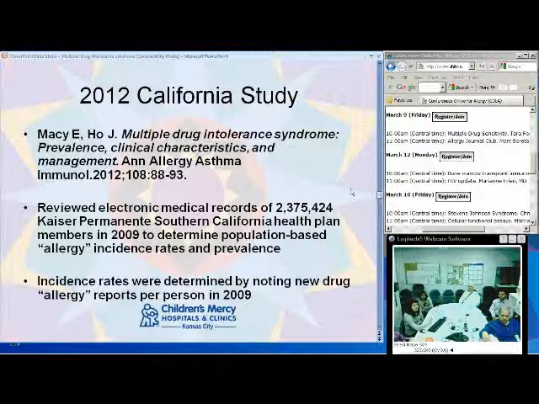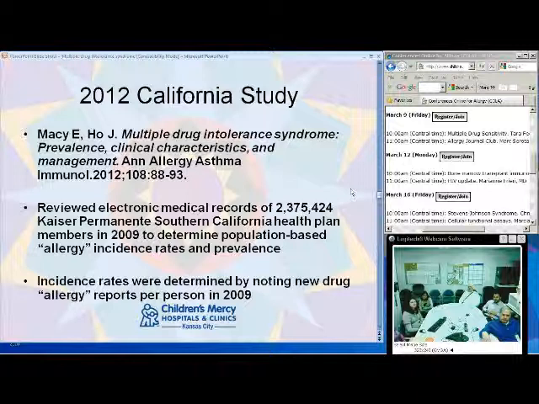2,375,424 people were evaluated. So they said that'd be like 1% of the U.S. population. So they felt like it was a good sample. I mean, they're all out in California, but they kind of wanted to see the population-based allergy prevalence. So again, they're looking at anything that's put into the allergy record, which could be an adverse drug reaction, hypersensitivity, or a true allergy. And they wanted to look at prevalence as well.